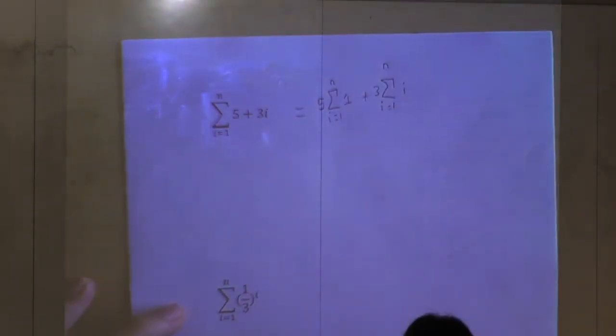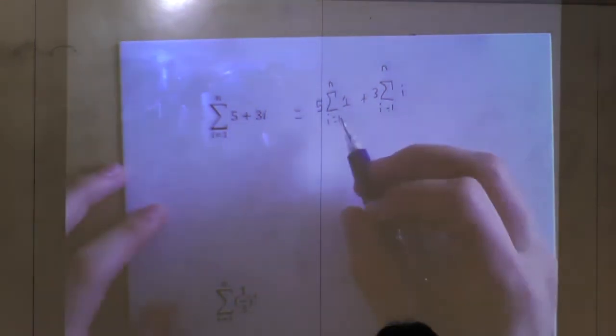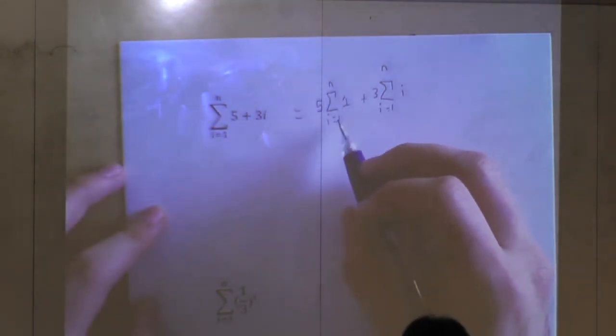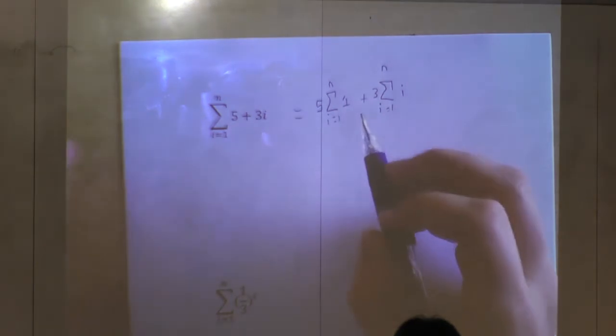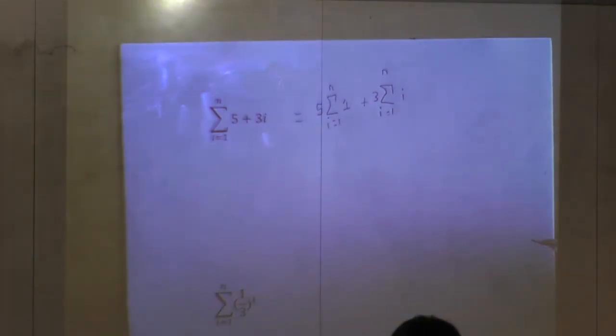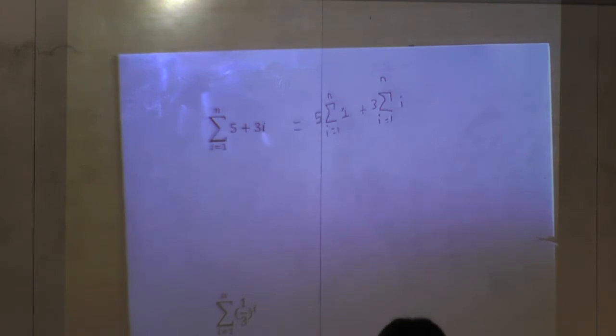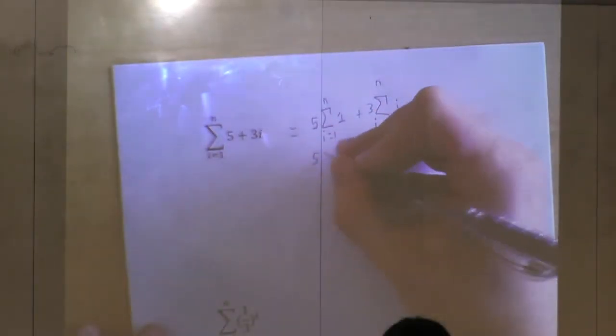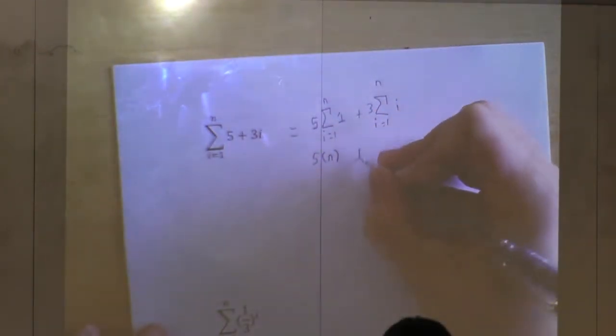Okay. So now you evaluate both of them separately. What is the value of the sum of 1 from i equals 1 to n? Essentially you're counting 1 and adding it up n times, because if you go from 1 to n, you're going to do it n times. So if you add 1 n times, it's going to be equal to n. So this one's just going to be 5 times n. And you're going to add that one over here.